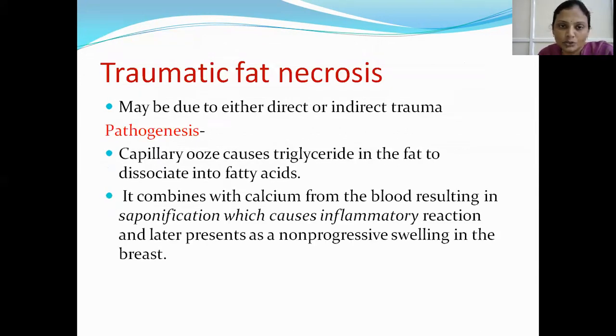Regarding traumatic fat necrosis, it may be due to either direct or indirect trauma. Regarding the pathogenesis, capillary ooze causes triglyceride in the fat to dissociate into fatty acids. It combines with calcium from the blood, resulting in saponification, which in turn causes the inflammatory reaction and later presents as a non-progressive swelling in the breast.